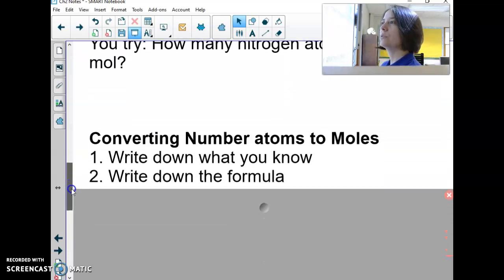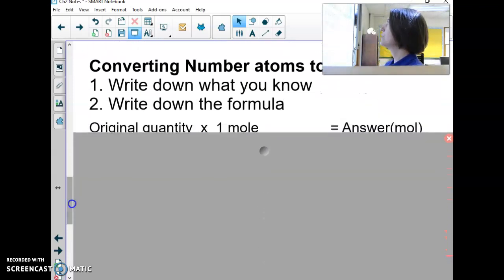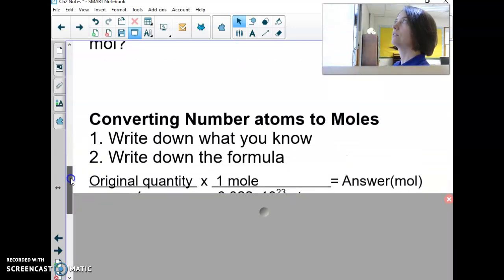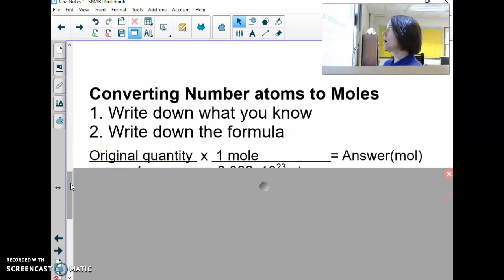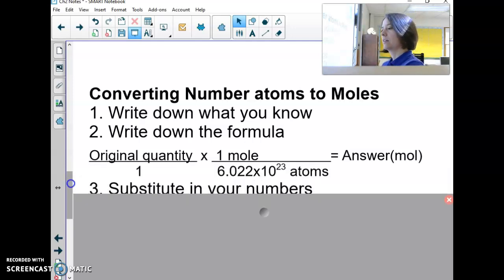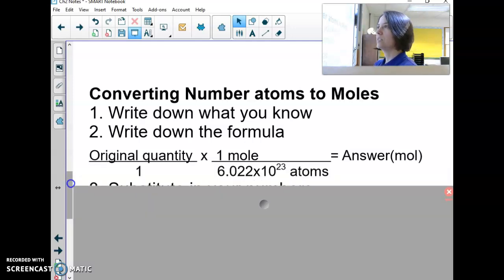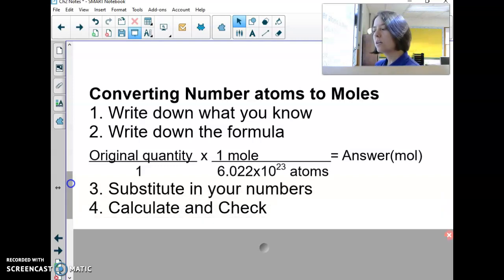So let's see how we do the opposite, converting the number of atoms to moles. So the first thing you're going to do is write down what you know. You're going to write down the formula, which is original quantity in number of atoms times 1 mole over 6.022 times 10 to the 23rd atoms is going to give you my answer in moles. Then, like always, substitute in your numbers, calculate, and check.